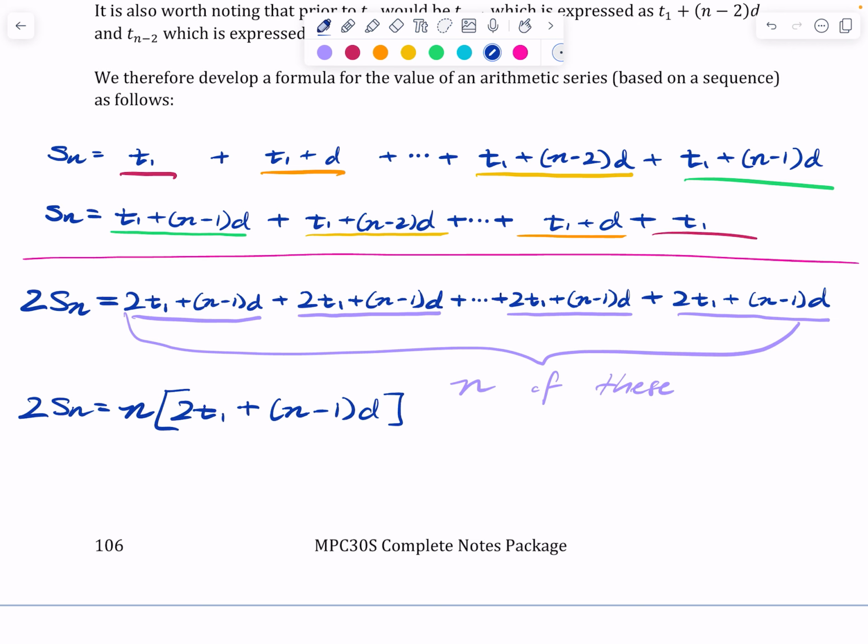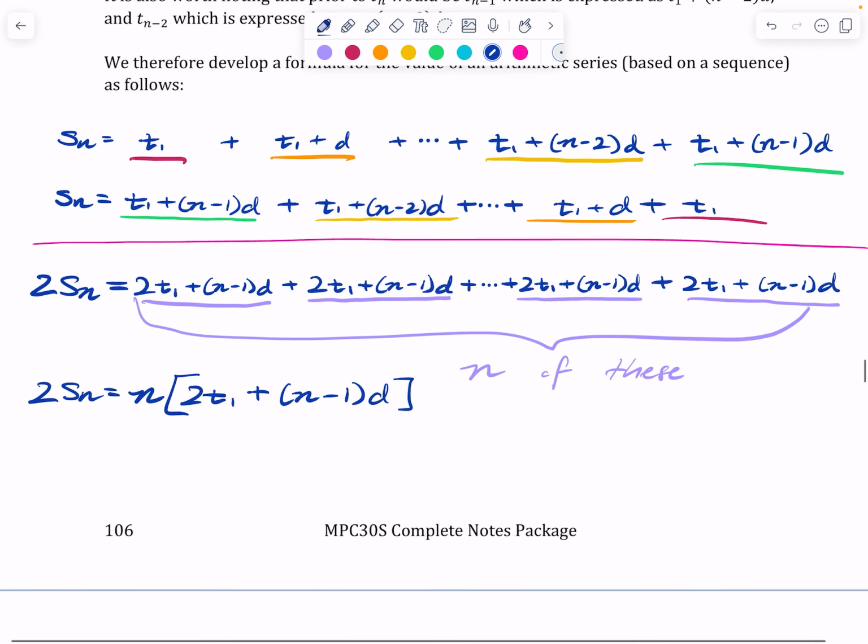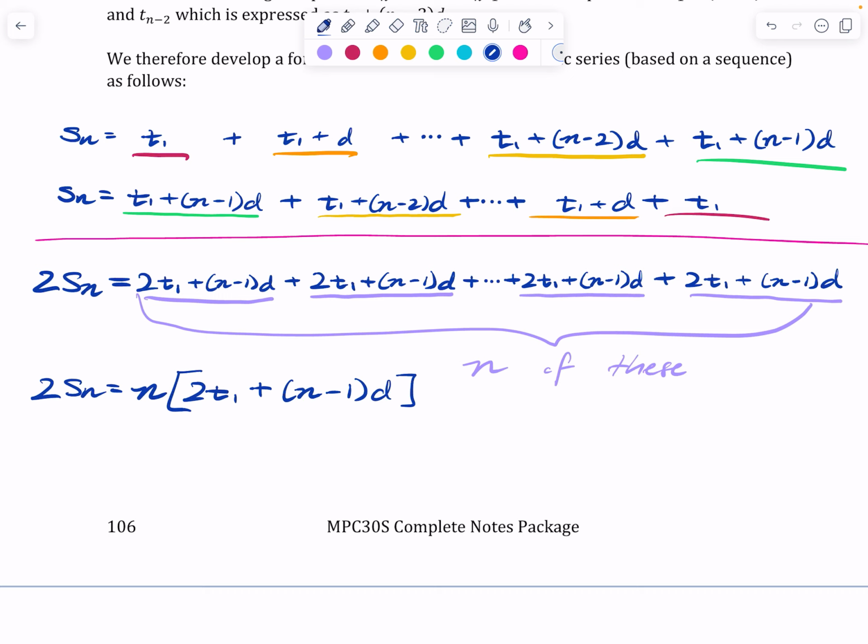Finally, we wanted just a formula for Sn itself. And we can just say, well, we've got 2Sn, so we're just going to divide both sides by 2. You don't have to write that you're dividing by 2. Remember, you just have to actually do it. So Sn is n over 2 times all that stuff in the brackets.